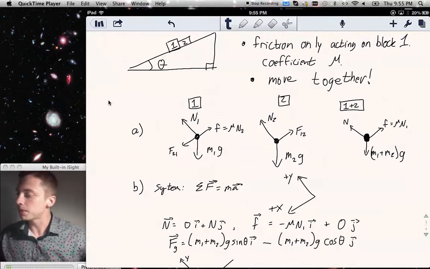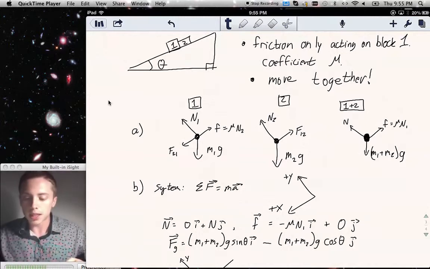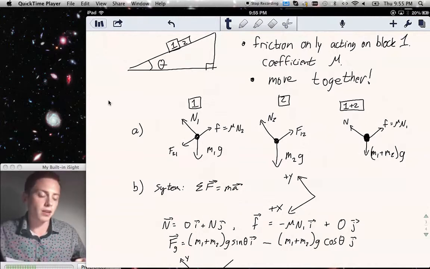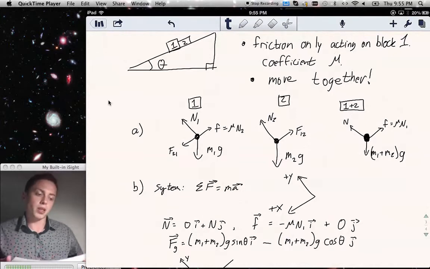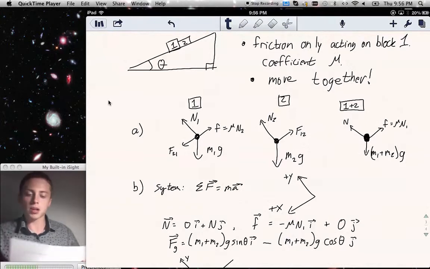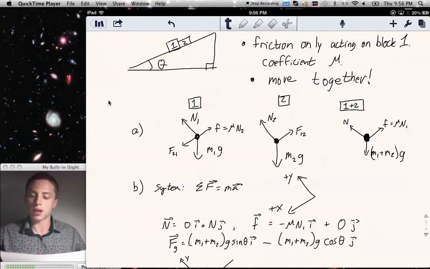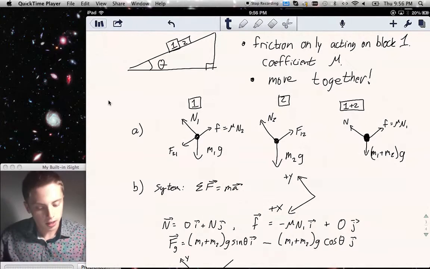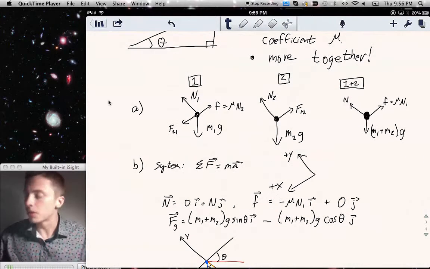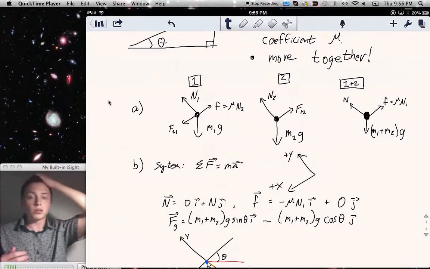Just to recap, let me read the problem. Two blocks with masses m1 and m2 slide down an inclined plane at angle theta. There is friction between block 1 and the plane with coefficient mu, but none between block 2 and the plane or between the blocks. Okay, in part A, you were to draw the free body diagrams for each block and for the system of both blocks without assuming Newton's third law. We also have to assume that the blocks move together.